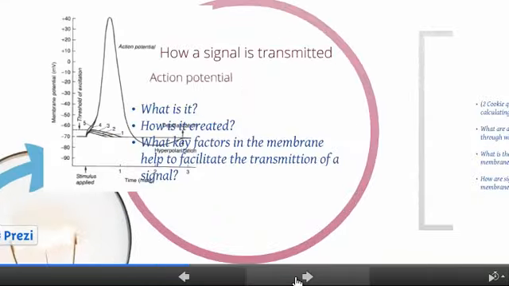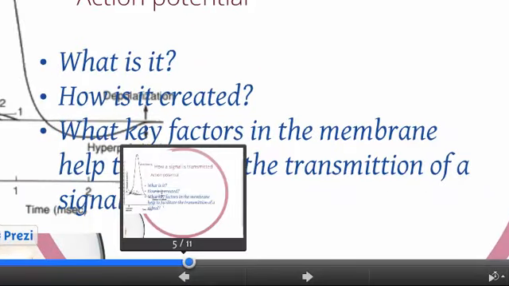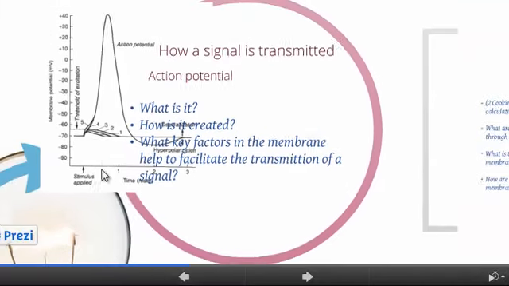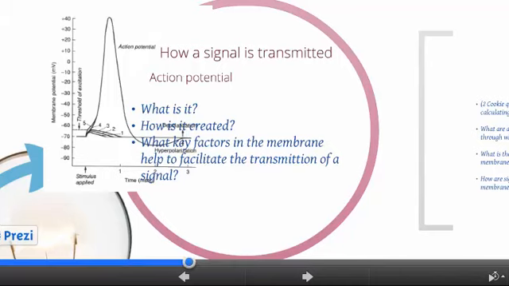Alright, so how is a signal transmitted? The most important part of any signal is action potential. So what is action potential? Action potential is the level of membrane potential that a cell must reach before a cell response is triggered. So how is it created, and what key factors in the membrane help to facilitate the transmission of a signal?